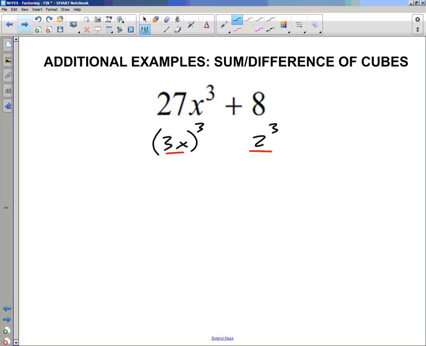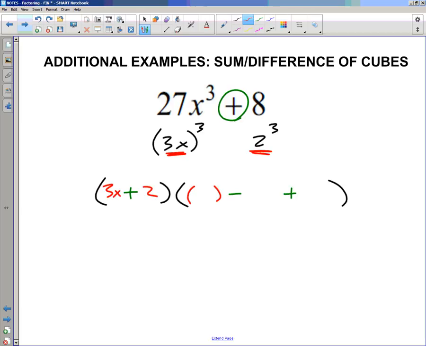Let's go ahead and lay out the framework for factoring. We're going to have a binomial times a trinomial. Using SOAP, our signs will be the same, opposite, and the last one's always positive. And let's go ahead and fill in our terms here using the 3x and the 2. So 3x and 2 get copied into the binomial.